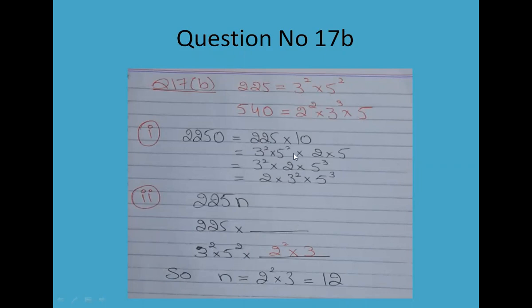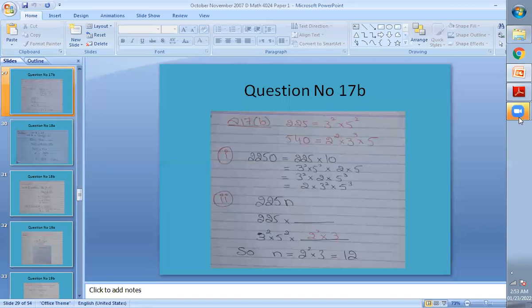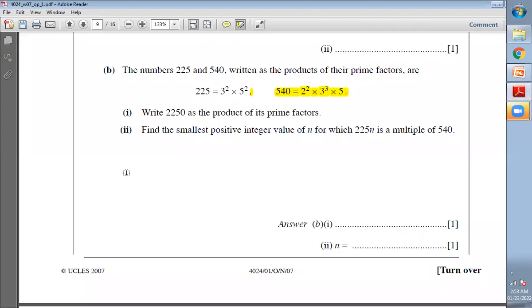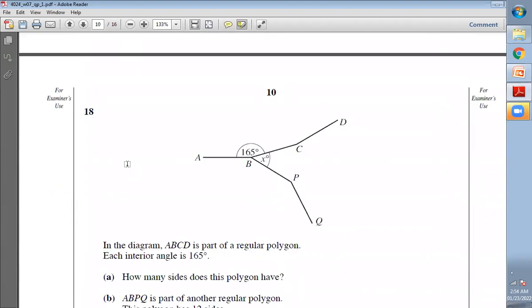So this 225 according to this formula is 3 square into 5 square. But for 540 it must be 2 square, which is not present there. So I write here 2 square, and then 3 cube. 3 square is there, so 3 is left. So I write it here, and 5. And 5 square is already there. Okay, so these are the two numbers which are missing there. 2 square multiplied by 3, that is 4 multiplied by 3, that will be 12. Okay, so question number 17 and the B part, we are done with it.